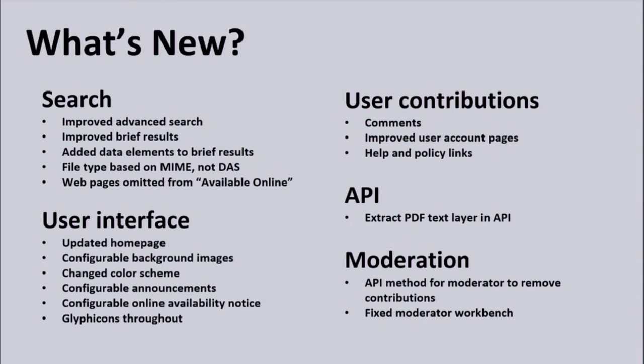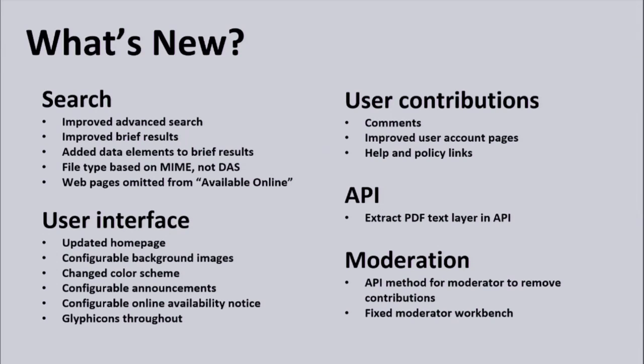So previously we had tags and transcriptions that users could contribute. We still have those, but now you can also comment in the catalog. We've also improved the user account pages, so users can better keep track of their contributions. They can even export them or view another user's contributions. And we've also added very apparent help and policy links.